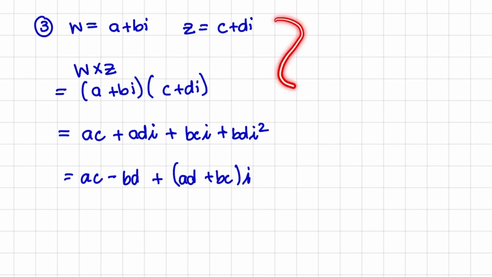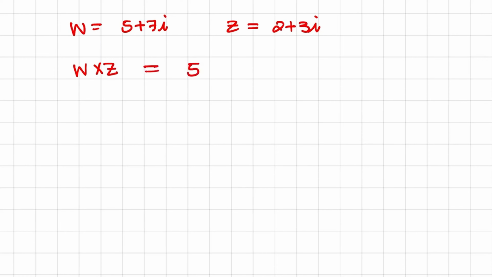So let us look at a practical example on how to multiply complex numbers with one another. Let us say that w is equal to 5 + 7i and z is equal to 2 + 3i, and we want to multiply w with z. So that is (5 + 7i) times (2 + 3i).